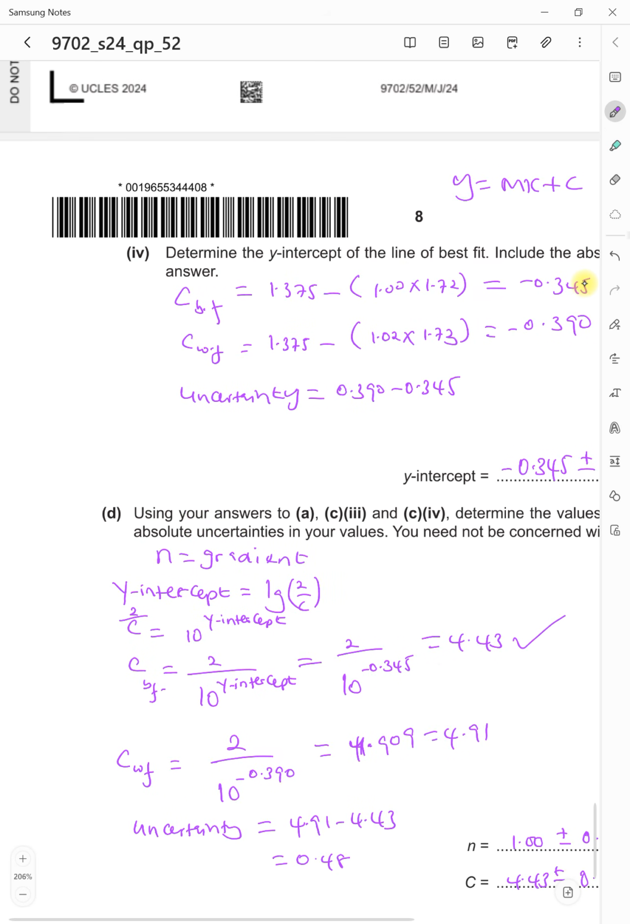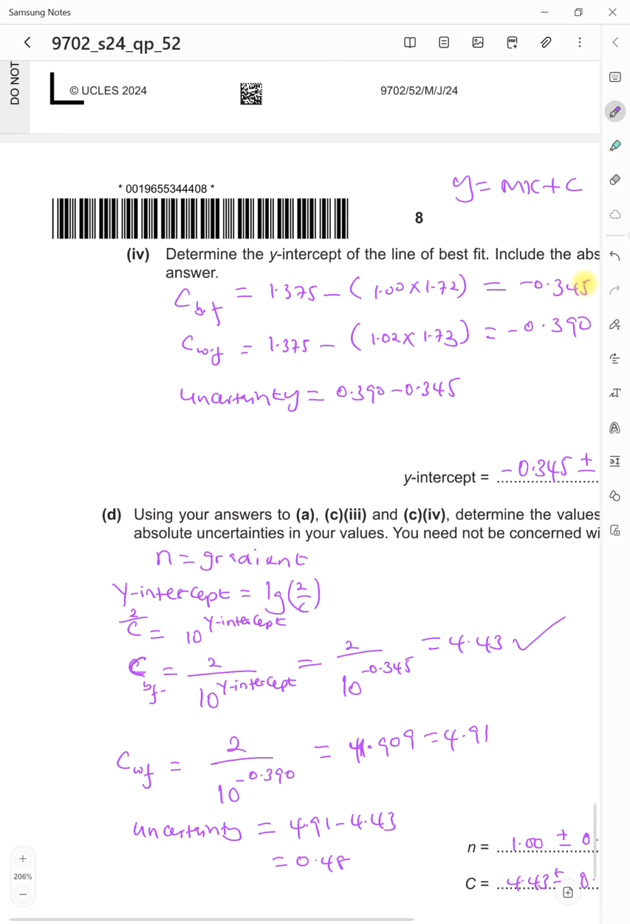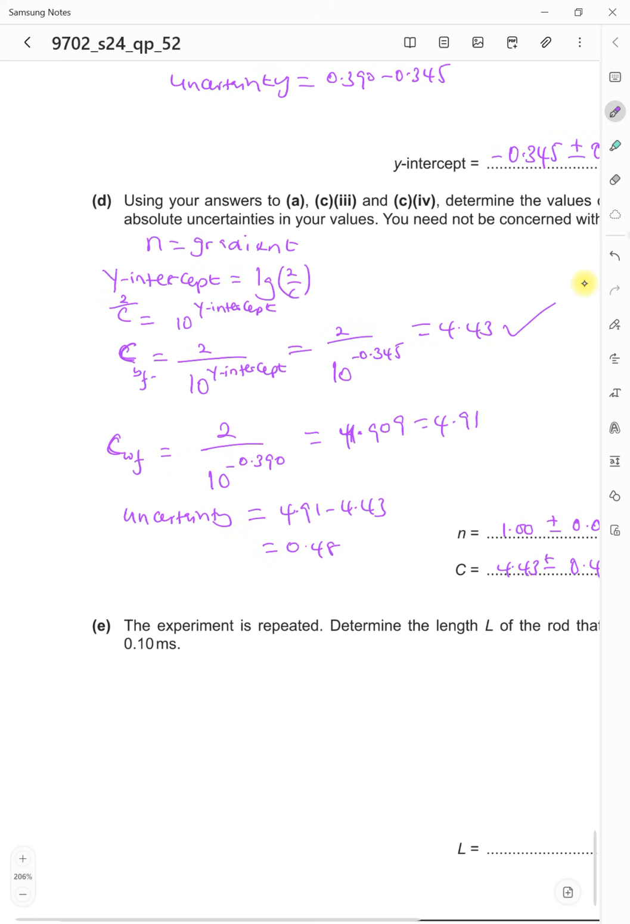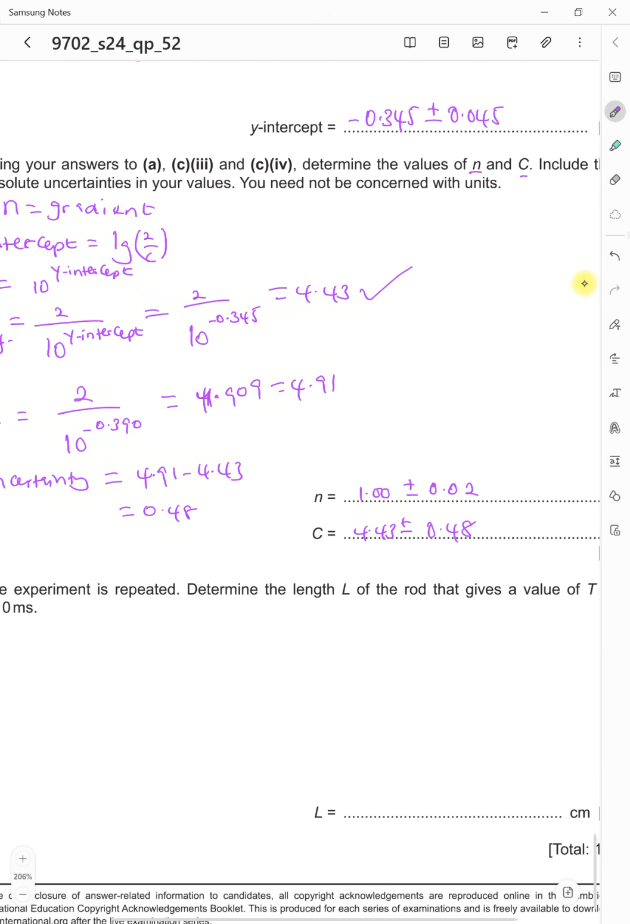Now I want you to know that this C here is the one which is given in the question, but this C here was the y-intercept. This was the y-intercept for the best fit, and the y-intercept for the worst fit. I normally use the letter C for the y-intercept, so you shouldn't be confused by that C. Okay, we don't need to mind about the units.